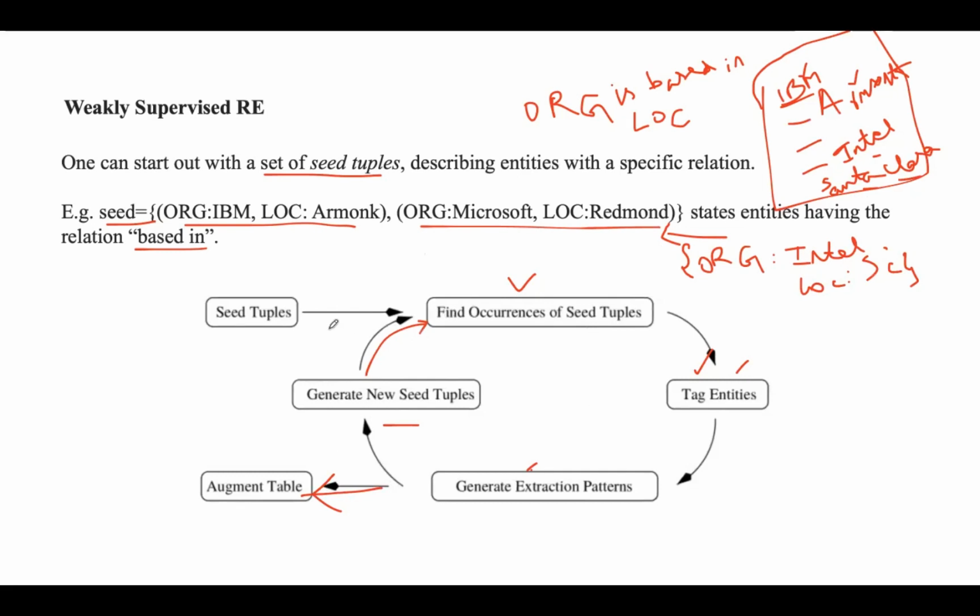So coming to the advantages of weakly supervised relation extraction, here more relations can be discovered when compared to rule-based relation extraction, and also less human effort is required. So as we are doing everything with the help of the algorithm, less human effort is enough for this.